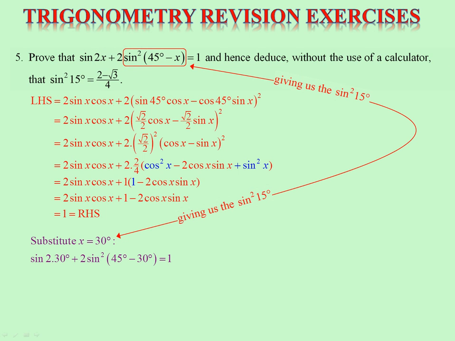Now I'm going to simplify. Sine of 60 degrees, there we are. 2 sine squared 15 degrees equals 1. Now I'm going to solve for sine squared 15 degrees. 2 sine squared 15 degrees equals 1 minus root 3 over 2. That's the special angle value of sine 60. Common denominator, 2 minus root 3 over 2. Now I just need to get rid of the 2, so I can go underneath, multiplying with that. And it gives us 2 minus root 3 over 4. Proven.